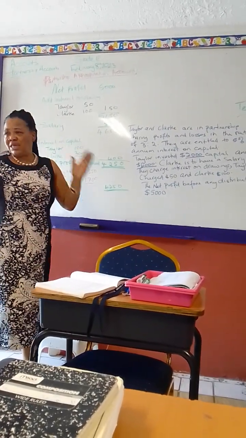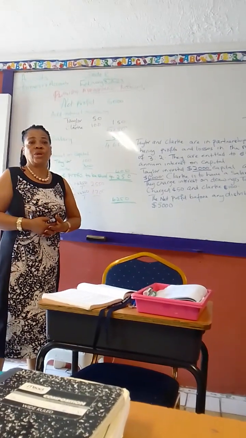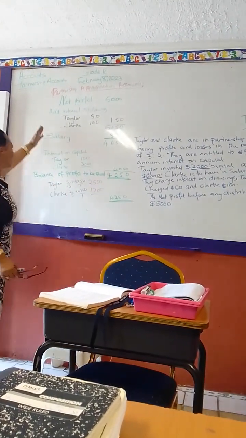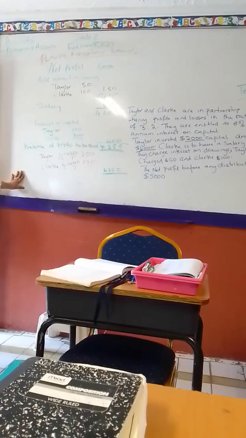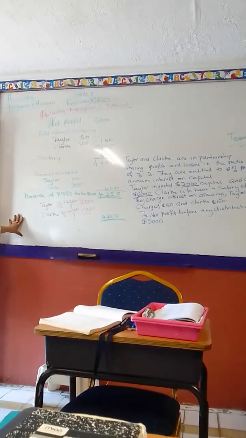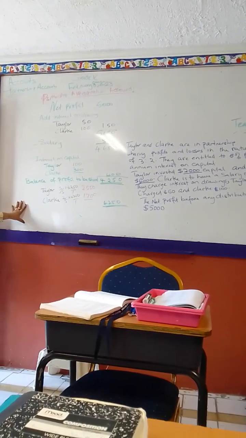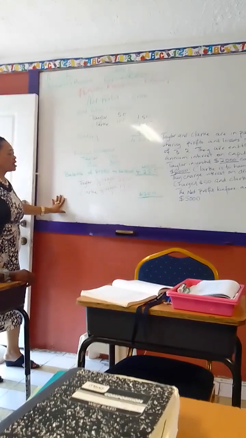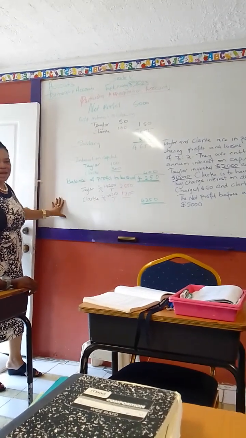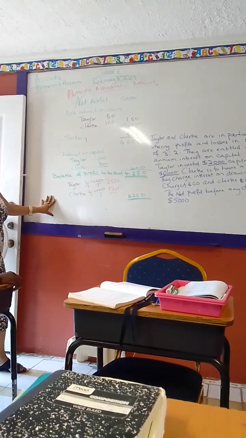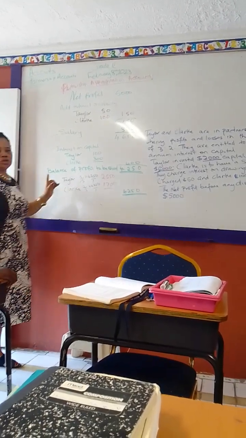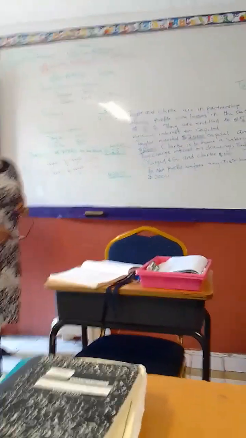Now, these are things that come into consideration when we do a partnership. This is what you need to remember. Basic principle. Can we remember this? Net profit and interest on drawings, minus salary, minus interest on capital is going to give me balance of profit to be shared. Then I take my balance of profit and I'm going to share it according to the ratio. Thank you, thank you, thank you.